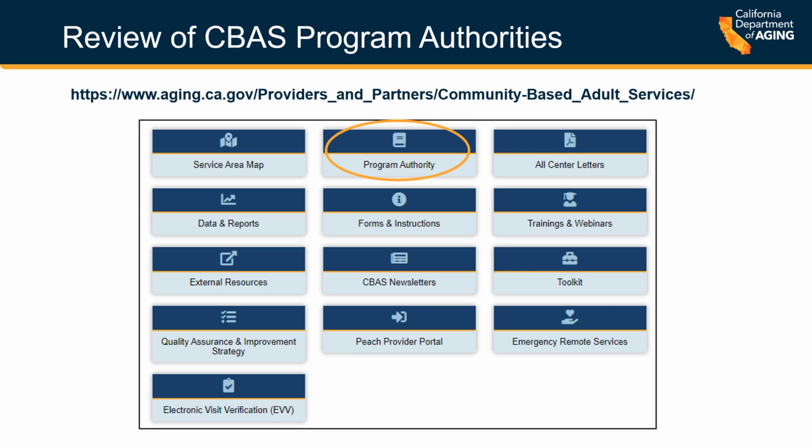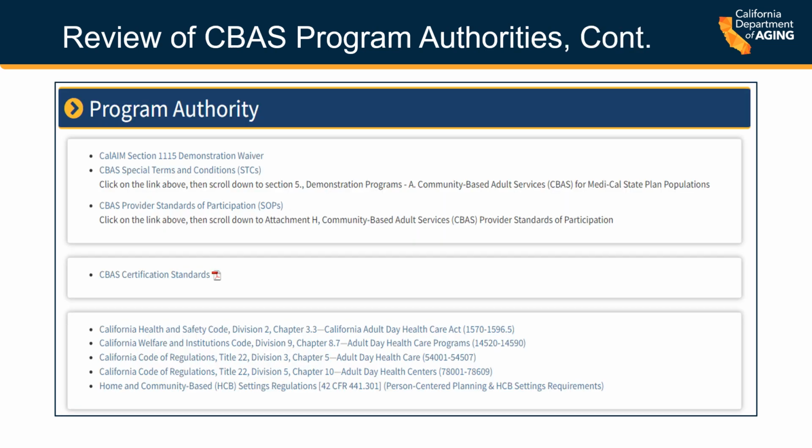To learn more about Cal AIM and other CBAS program authorities, let's go back to the CBAS homepage and click the link to Program Authority as circled here. Once you click on the Program Authority link, you will be taken here to our CBAS program authorities. In the top box, we have the Cal AIM section 1115 demonstration waiver, CBAS special terms and conditions, and CBAS provider standards of participation. The middle box includes a link to the CBAS certification standards.